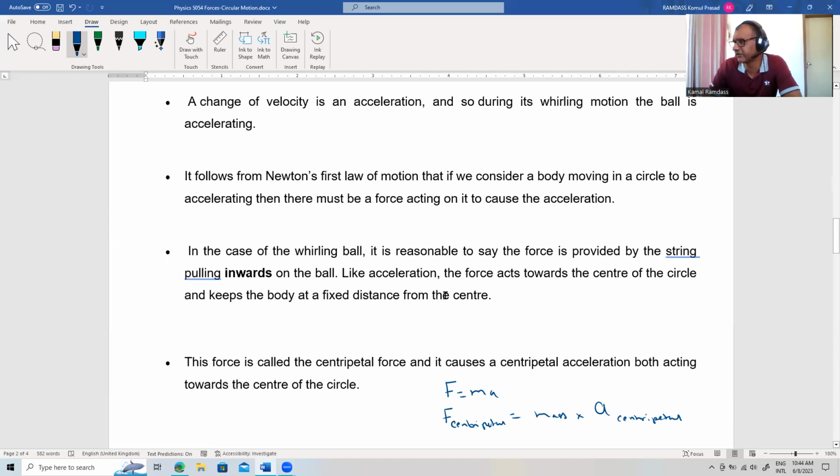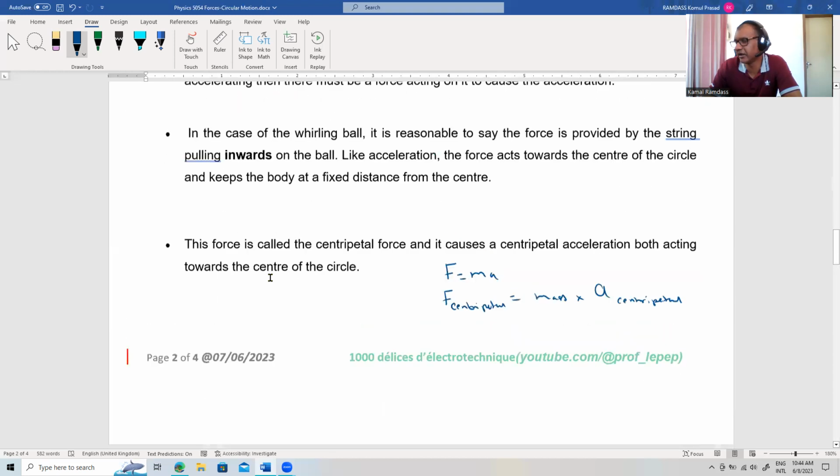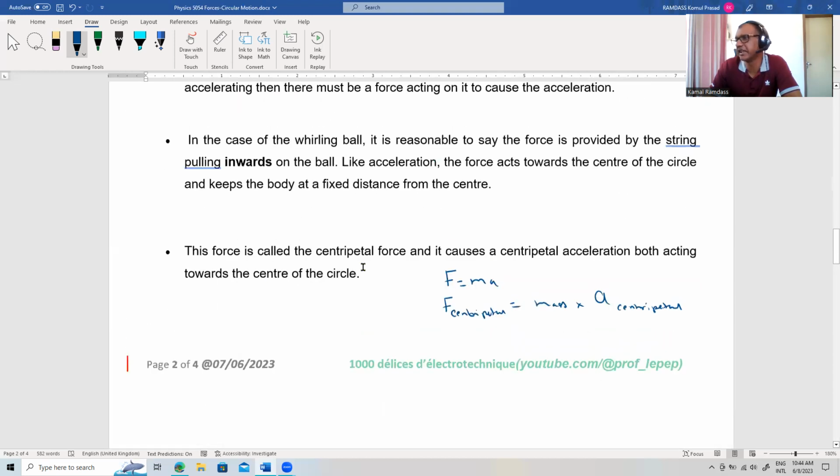Like acceleration, the force acts toward the center of the circle and keeps the body at a fixed distance from the center. Ça veut dire, c'est la force qui peut pull ce green body inwards, so that it moves in a circular path. It acts toward the center of the circular path. Et cette force, nous l'appelons the centripetal force.